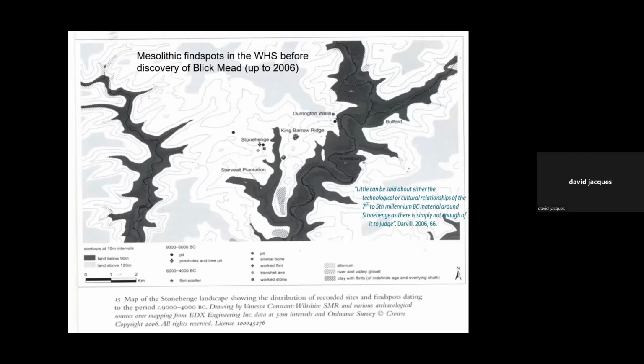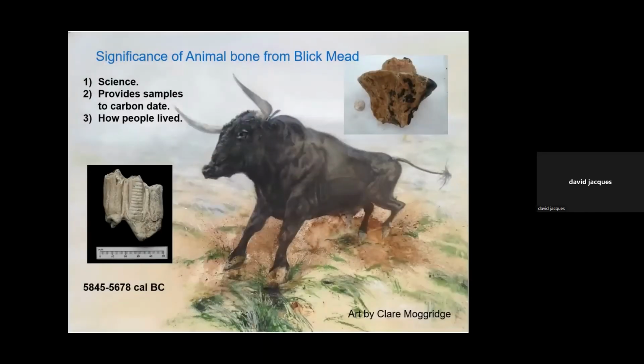I think it's interesting to contrast this with Professor Tim Darvill's almost statement position about the chances of finding anything Mesolithic in this landscape, written only in 2006. The quote is at the corner of the map, where Darvill says, "Little can be said about either the technological or cultural relationships of the 7th to 5th millennium BC material around Stonehenge, as there is simply not enough of it to judge." Simply not enough of it to judge. Well, as I say, we now have plenty of it to judge, an enormous amount.